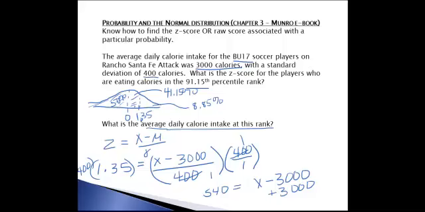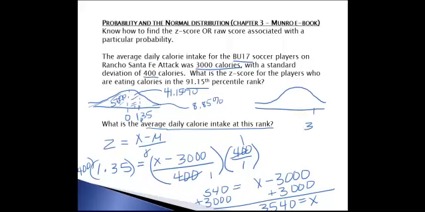And then I want to get x by itself, so I add 3,000 to each side, and then I get 3540 equals x. So what that means is this is the data point at the 91.15th percentile rank. We're seeing that at that rank, they're eating this many calories, 3540, and then we had the mean at 3,000. So that makes sense too. And then that is it.